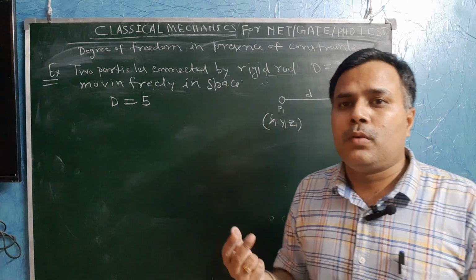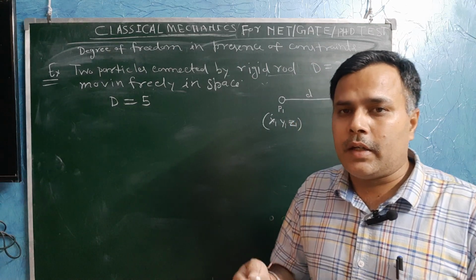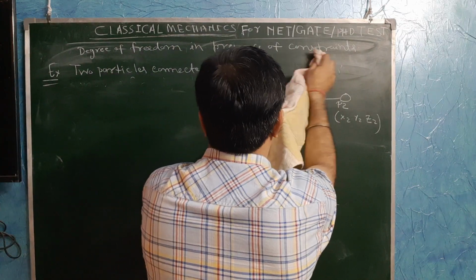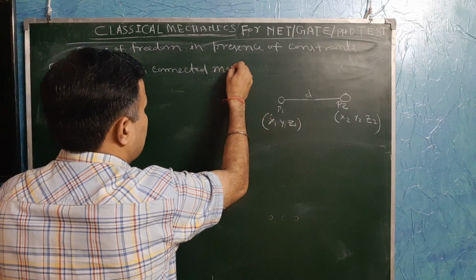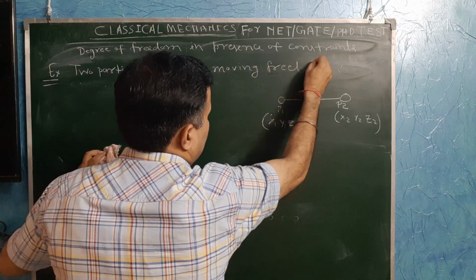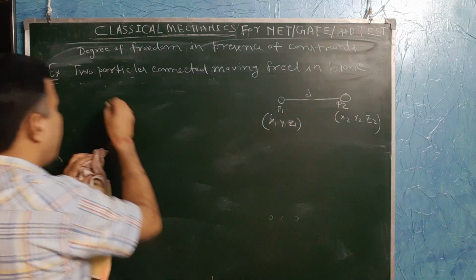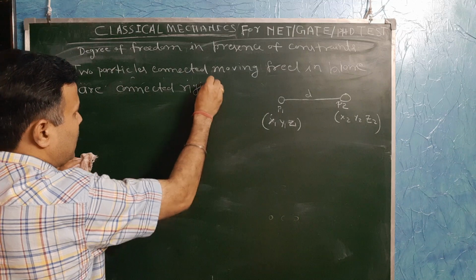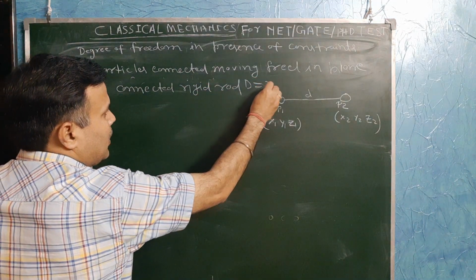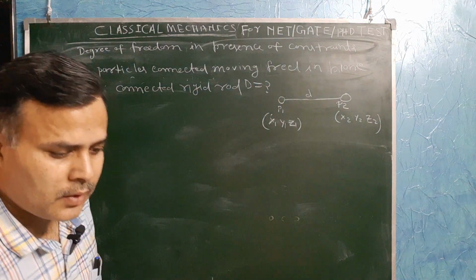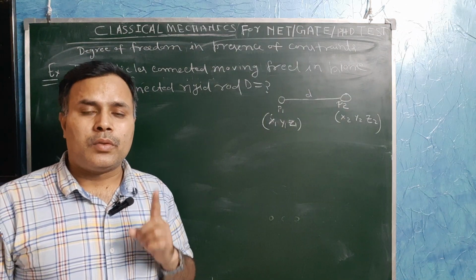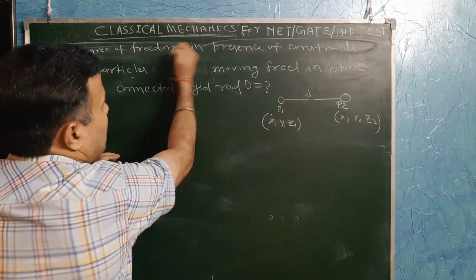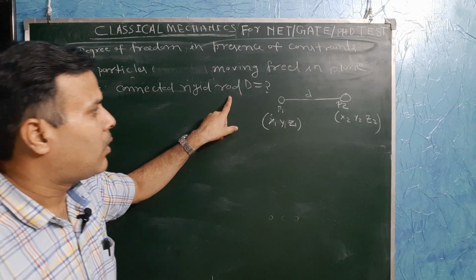Now next we have another example. If two particles moving freely in a plane are connected by a rigid rod, what is D? Means, what is the degree of freedom? So in the earlier case we have two particles in space which are connected by a rigid rod, and we have only one constraint. But in this example, two particles are moving freely in a plane and are connected by a rigid rod. So we have this information.